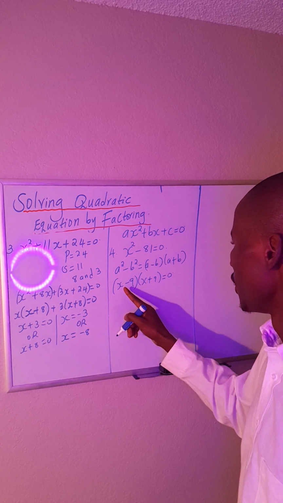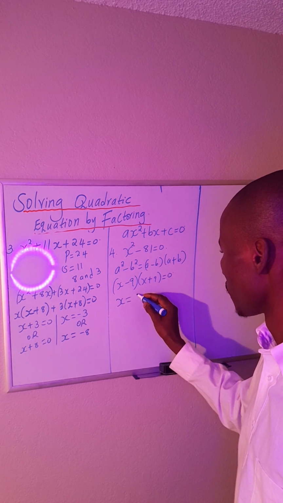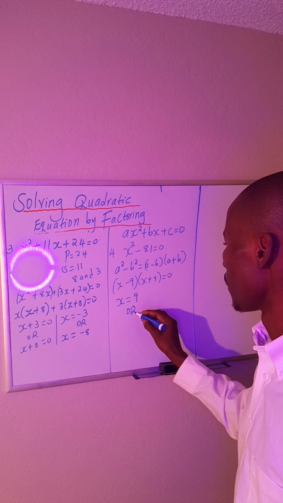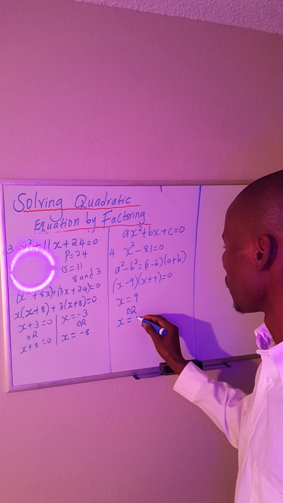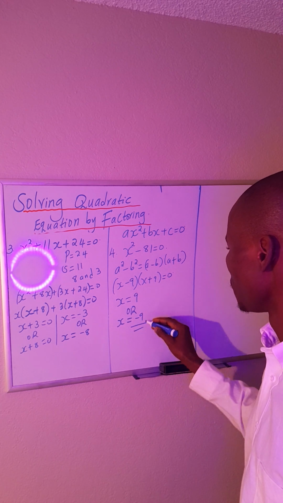Everything is equal to 0. Equating this to 0, the first root of x is 9. Or equating this to 0, the second root of x is negative 9.